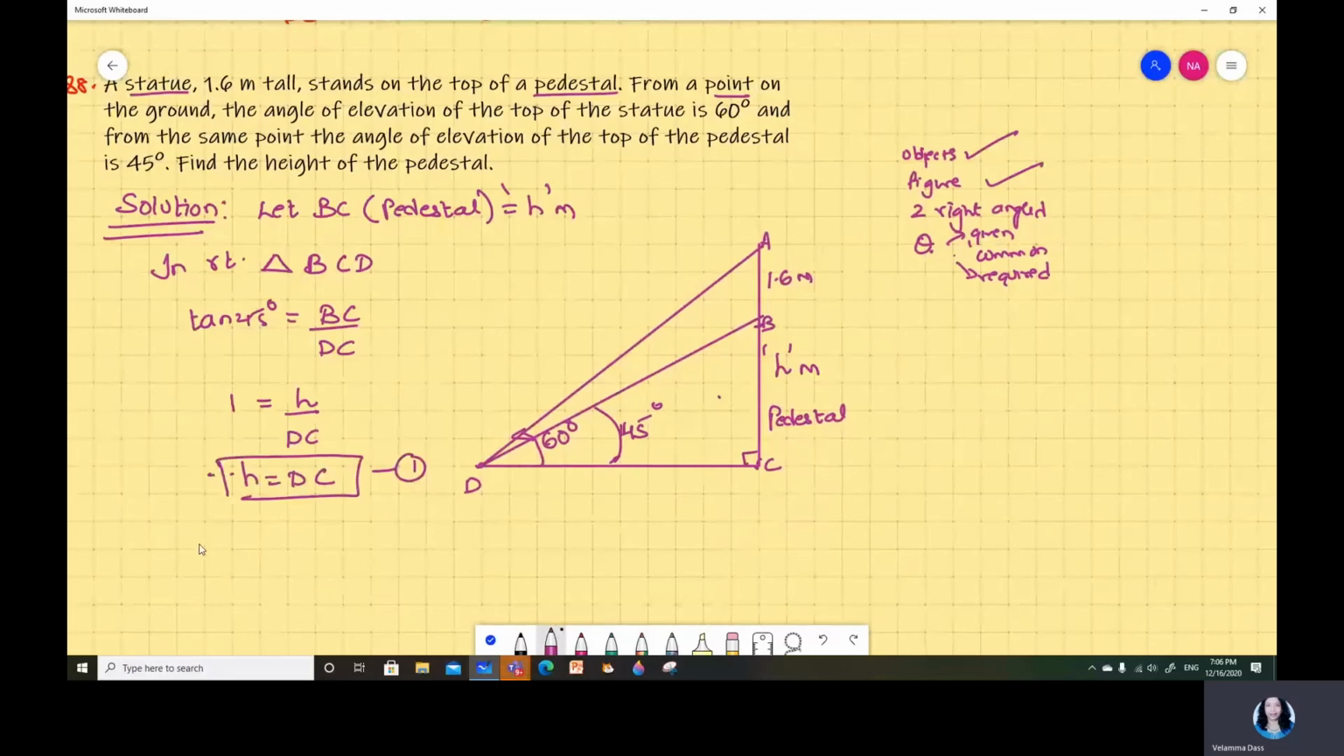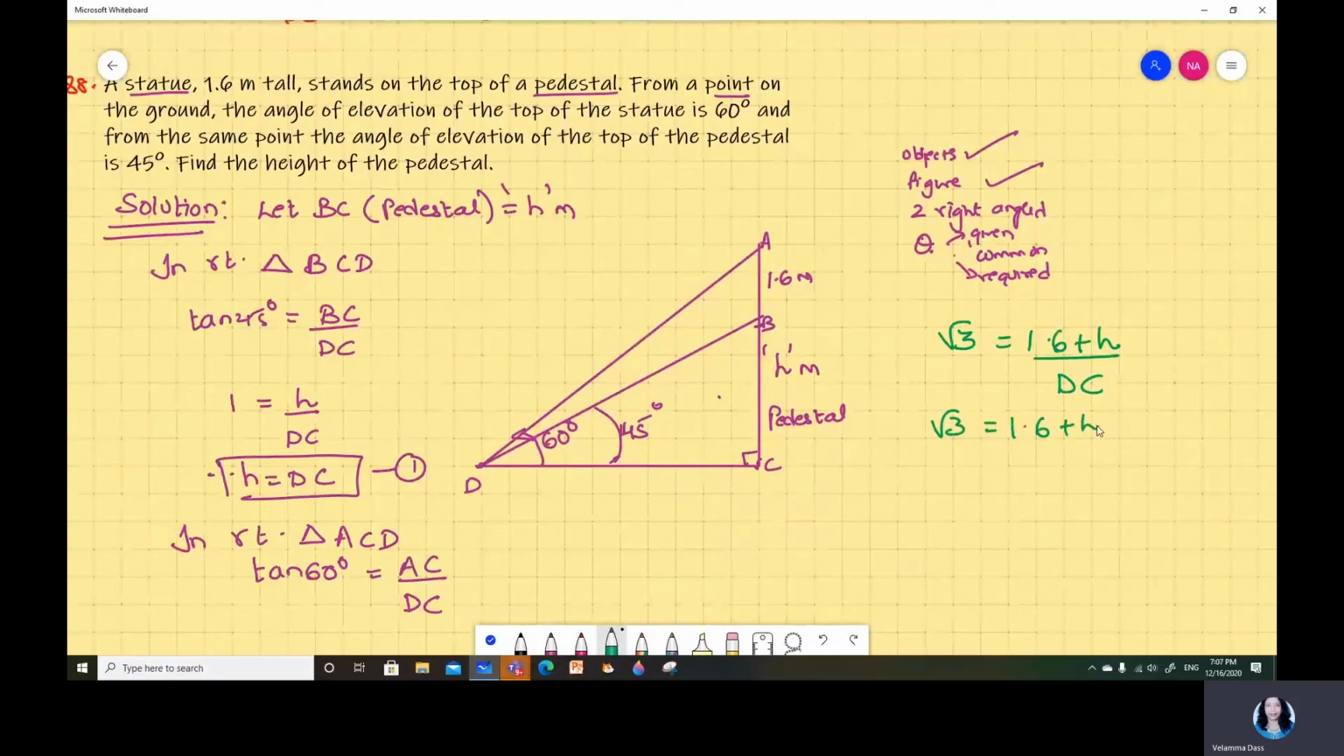Let's take this one. Consider the next right angle triangle, in right triangle ACD. So let's take tan 60 degree. Tan 60 degree equals to AC upon BC. What is tan 60 degree? Here we have tan 60, root 3 equals to AC upon BC. What is AC equals to? It is 1.6 plus h upon BC. But we know that BC and h are same. That is from 1. So can we substitute? Yes, 1.6 plus h upon h. You can write here from 1.